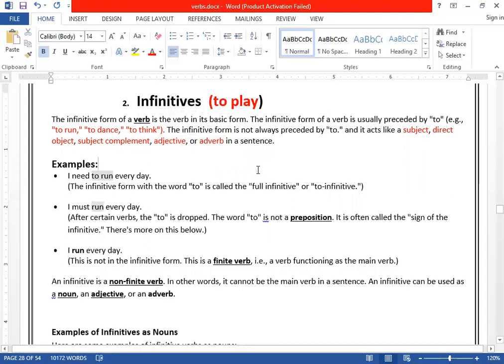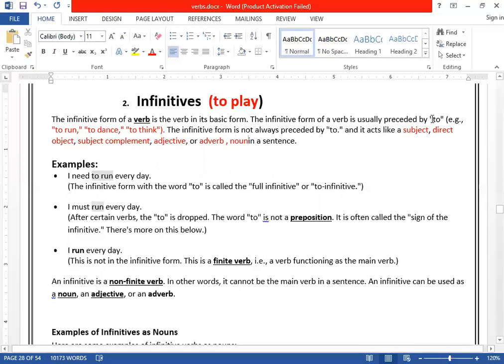Infinitive in a sentence, it can function as what? It can function as a subject for a sentence. We will study one by one. It can function as a direct object of a sentence. It can function as subject complement. It can function as an adjective. It can function as an adverb. And one is missing, like it can function as a noun.